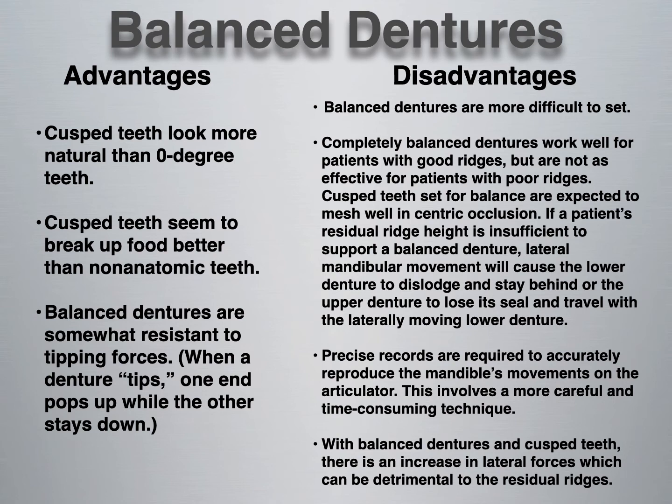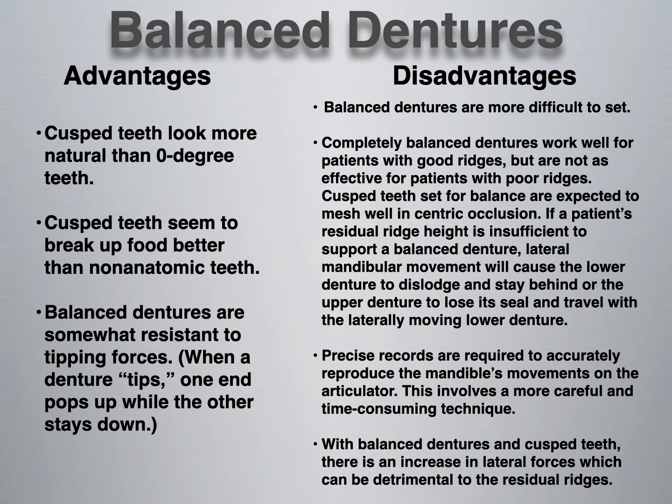However, we're meant to have cusp tips, right? So in my opinion, if we were meant to have flat teeth, we would chew on things that cows would eat, right? Cows kind of grind their food, not necessarily chew it. The fact that our natural dentition has cusps on it, the goal is to really restore what's missing, in my opinion. Cusp teeth seem to break up the food better than non-anatomical teeth. I guess this is pretty obvious given that these posterior teeth that are anatomical have cusp tips, right? They can shear food.